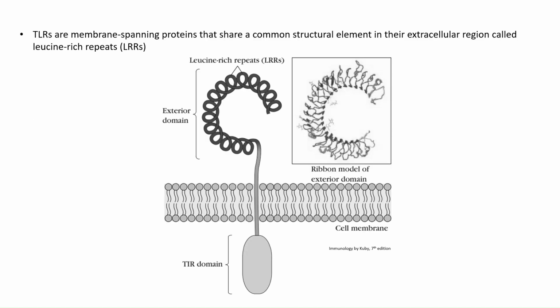Now, this is the structure of TLR. It has an extracellular domain, a transmembrane part, as well as a cytoplasmic part. Now, this cytoplasmic part, this round circle, is known as the TIR domain. In the external domain, what we can see is leucine-rich repeats. It consists of leucine-rich repeats. So, this is the general structure of TLR.